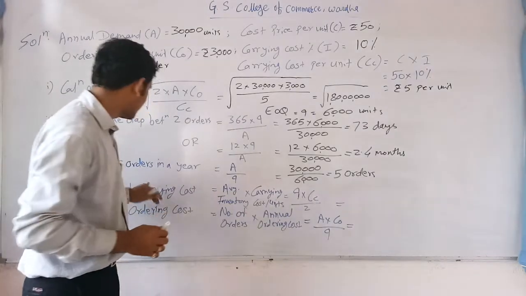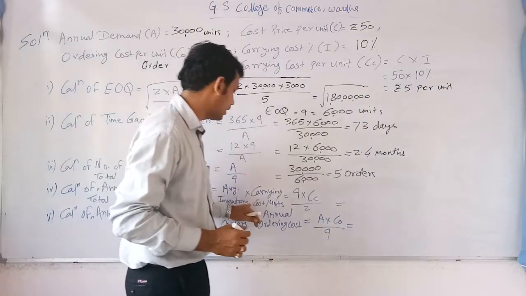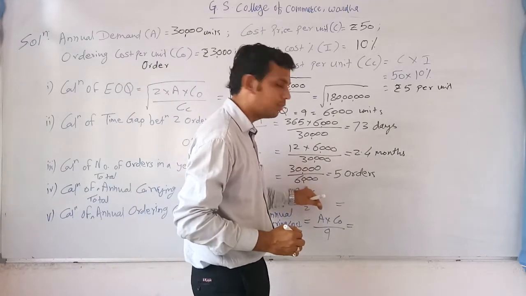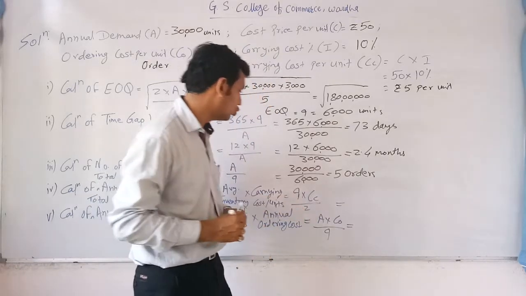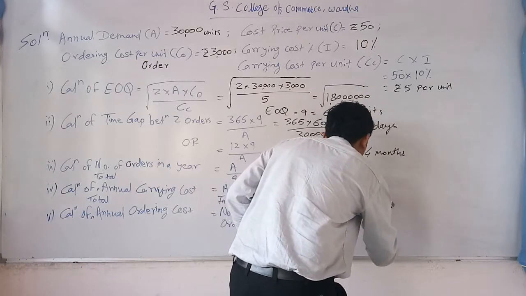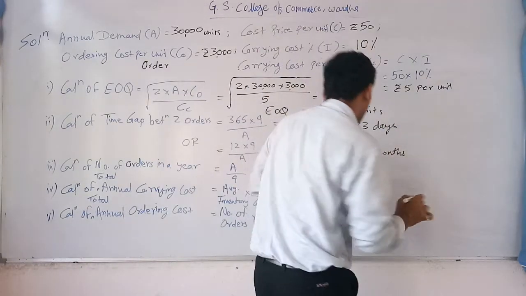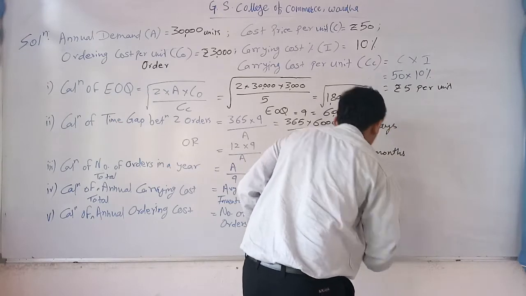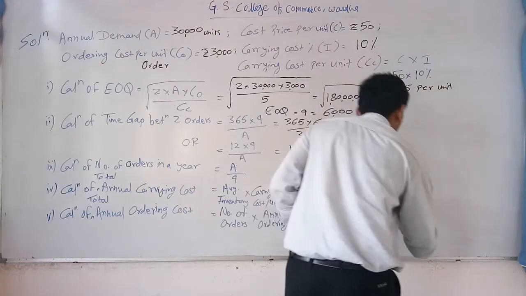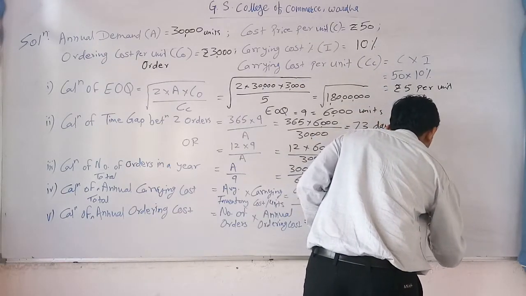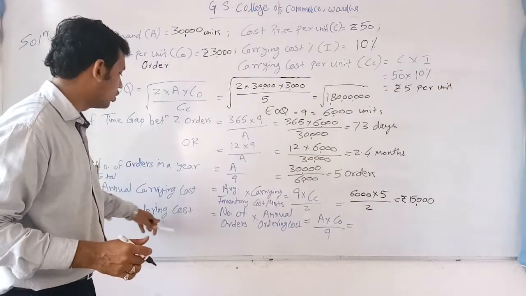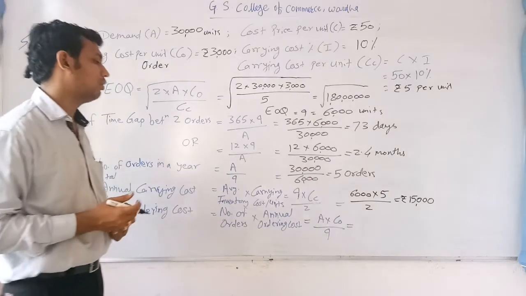So the formula for calculation of carrying cost is average inventory multiplied by carrying cost per unit. In formula we can denote it as Q multiplied by carrying cost, that is CC, divided by 2. So Q was 6,000 units multiplied by carrying cost, which we have calculated as rupees 5, divided by 2, as it has been given average inventory. Hence we get our answer as rupees 15,000.